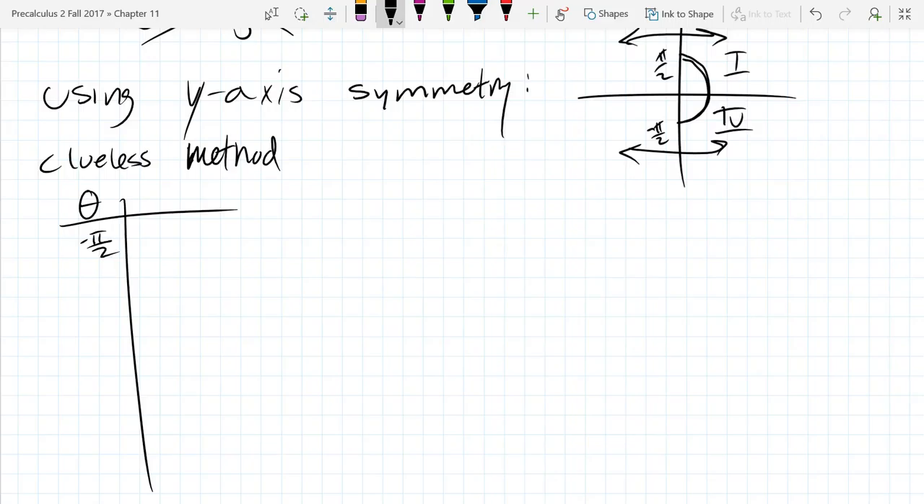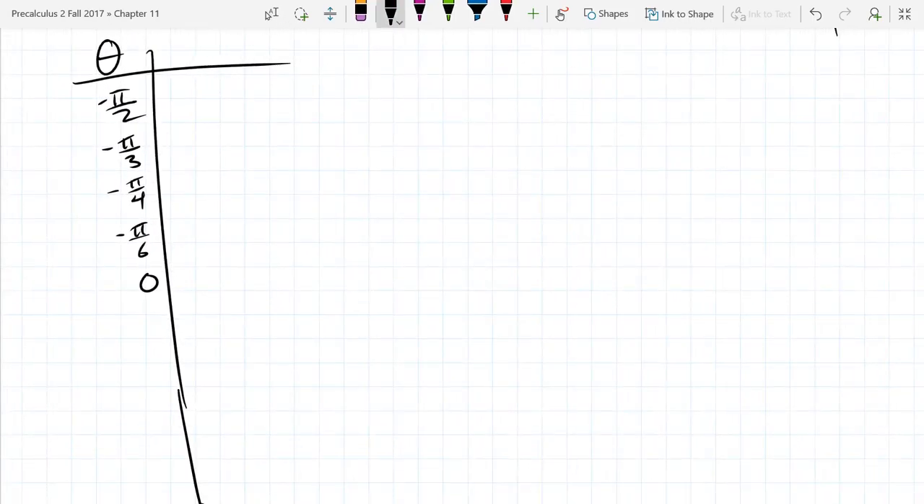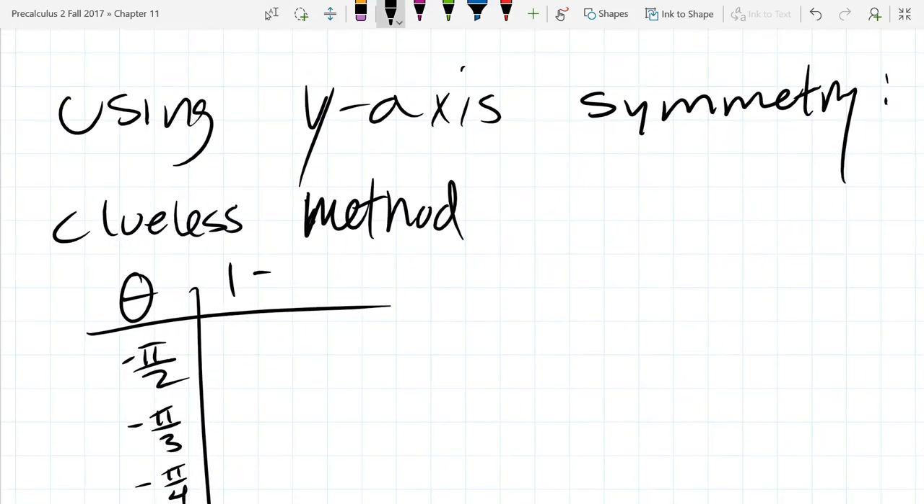So we got theta. I'm going to write all theta values I know between negative pi over 2 and positive pi over 2. And unfortunately, there's quite a few. Negative pi over 2, negative pi over 3, negative pi over 4, negative pi over 6, 0, pi over 6, pi over 4, pi over 3, pi over 2. So I'm just laying out quadrant 4 to quadrant 1, all the angles that I know in increasing order. So you're generally going to be plotting two quadrants worth of angles, starting at the smallest, going up to the biggest.